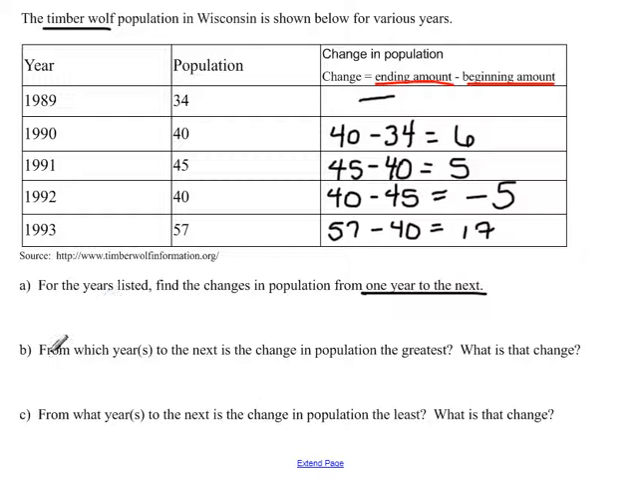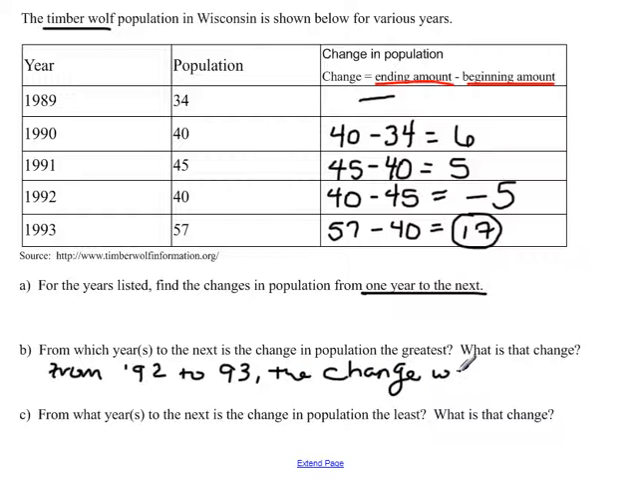So here now the next thing they're asking is from which years to the next is the change in population the greatest? Well, if we go back and take a look at these, we can see that here from 1992 to 1993 there was a change of 17, so that's certainly the greatest. So we would say from 92 to 93, the change was 17.